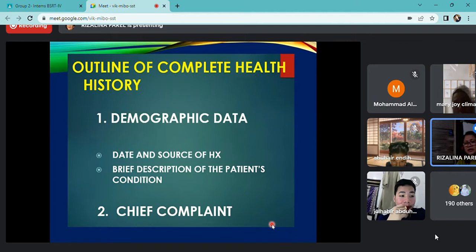Okay, so what are these? Yung ating outline of complete health history. Again, your demographic data, name of patient, age, address, birth date, okay? Yung kanyang nationality, marital status, religion, occupation, and yung source ng history taking, and of course yung date. And then followed by chief complaint. Yung chief complaint is yung ating subjective complaint.